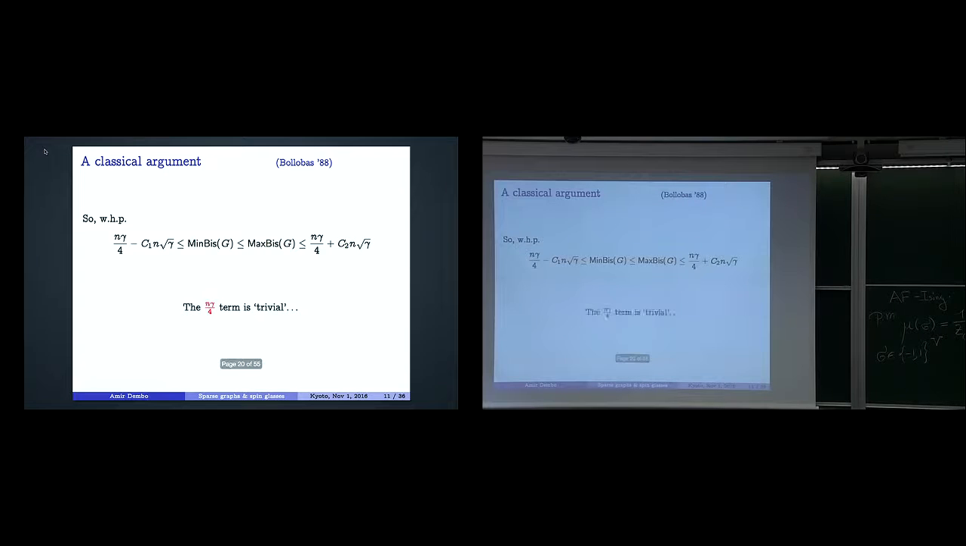The moral of the story is that the n gamma over 4 is trivial and not what you care about. What you really care about is the next term. So our goal is to get the next term.